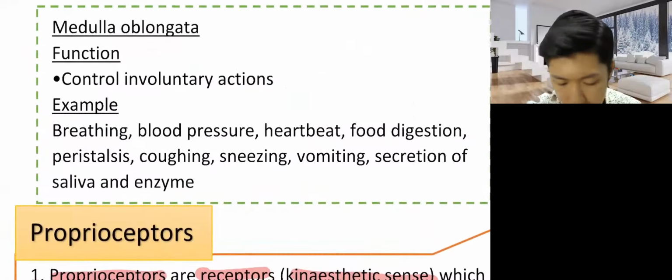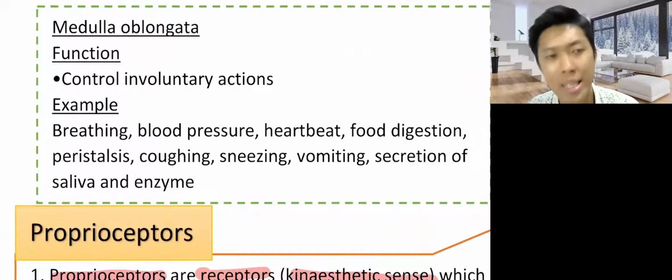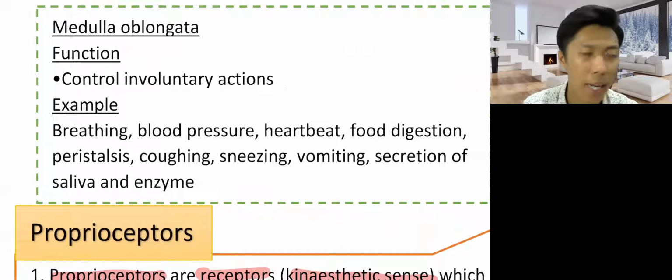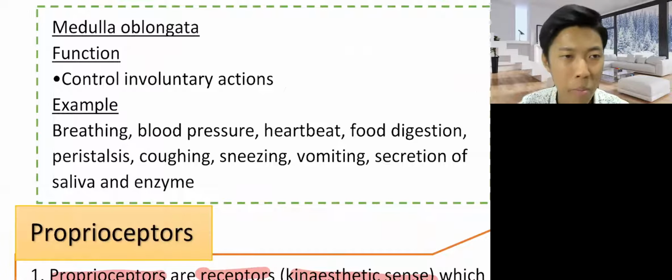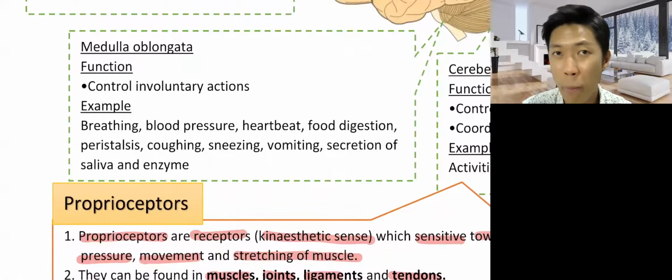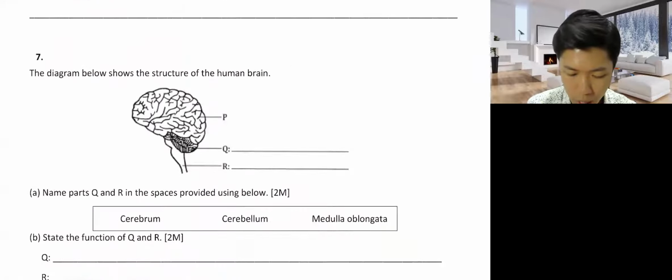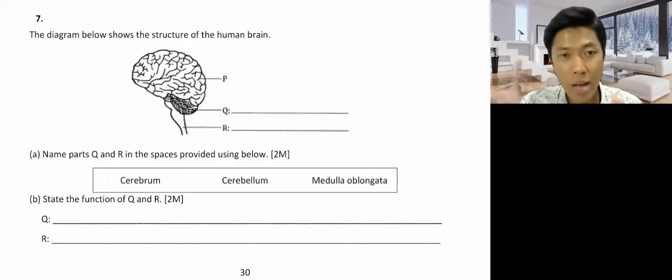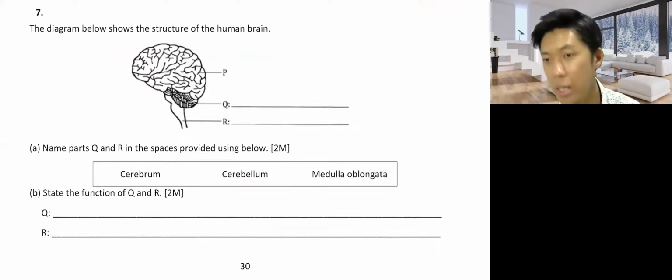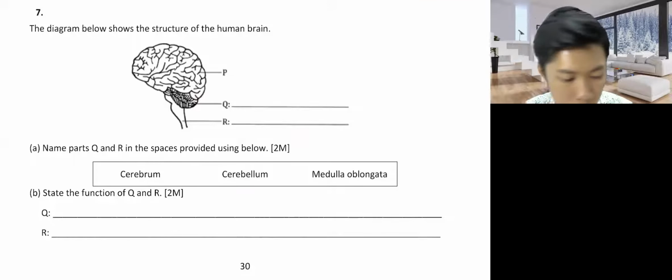Medulla oblongata is to control involuntary action, meaning things that you cannot take control of, like the internal parts: breathing, blood pressure, heartbeat, food digestion, peristalsis, coughing, sneezing, vomiting. These are the things that you cannot take control of. Autopilot. Yeah? Okay, quickly, we shall try out question 7, page 30, everyone, shall we?